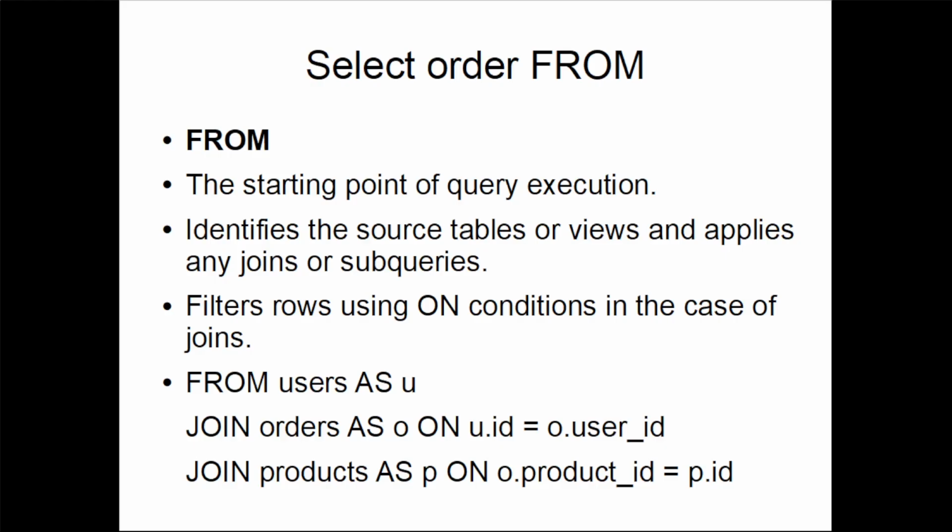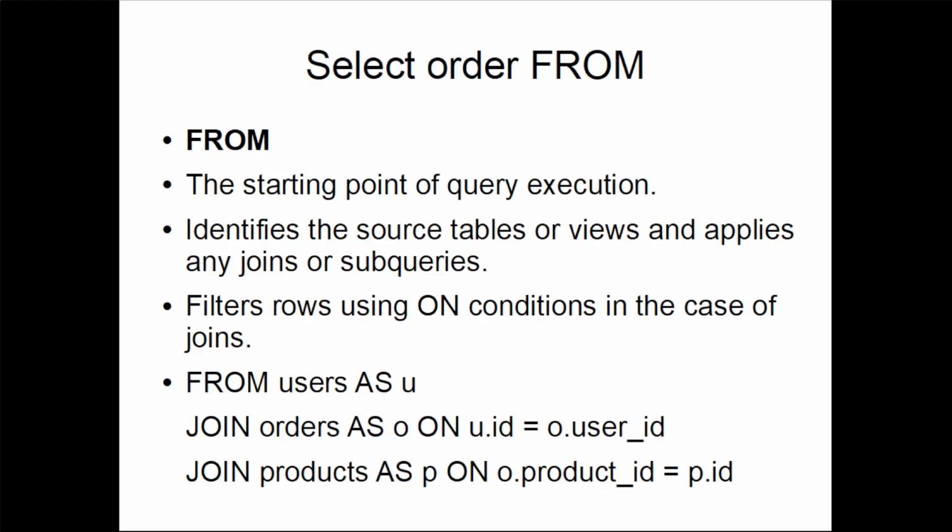What happens in the from step? The database constructs the initial dataset by retrieving all rows and columns from the specified tables. If there are joins, it combines rows from multiple tables based on the join conditions. If a subquery is used, it executes it first to produce a temporary table for the outer query. This dataset is often called the result set or virtual table at this stage, and it is passed to the next step. No filtering, grouping, or column selection happens yet. From is just about gathering the raw data.